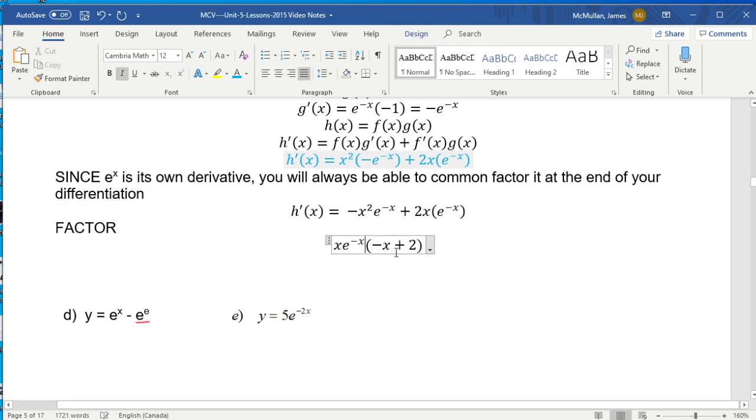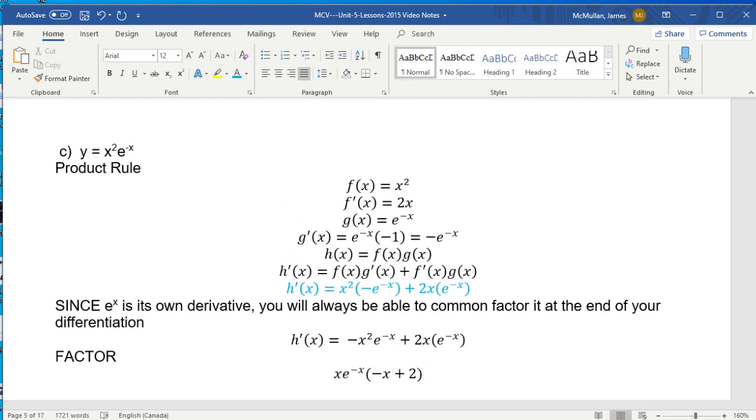That actually was a mistake. We're not actually solving anything today, but if you were to solve something, you could see how this would be really, really helpful. With factoring, they're always both going to have an e to the x, because we know it's its own derivative, so we're always going to be able to pull that out, and then we can solve. Let's just draw this one quickly.